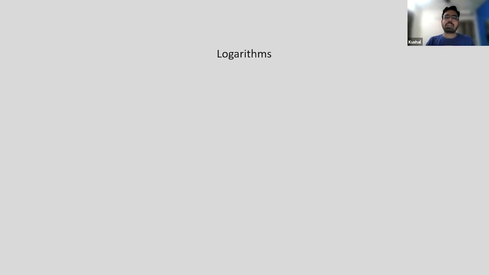At every point in time, I want you to really understand the graph of these functions, because once you develop the graph of these functions on your own, you will never fear these questions at all. Some of these questions will be very straightforward if you look at the graph. So let's look at logarithm as a topic.